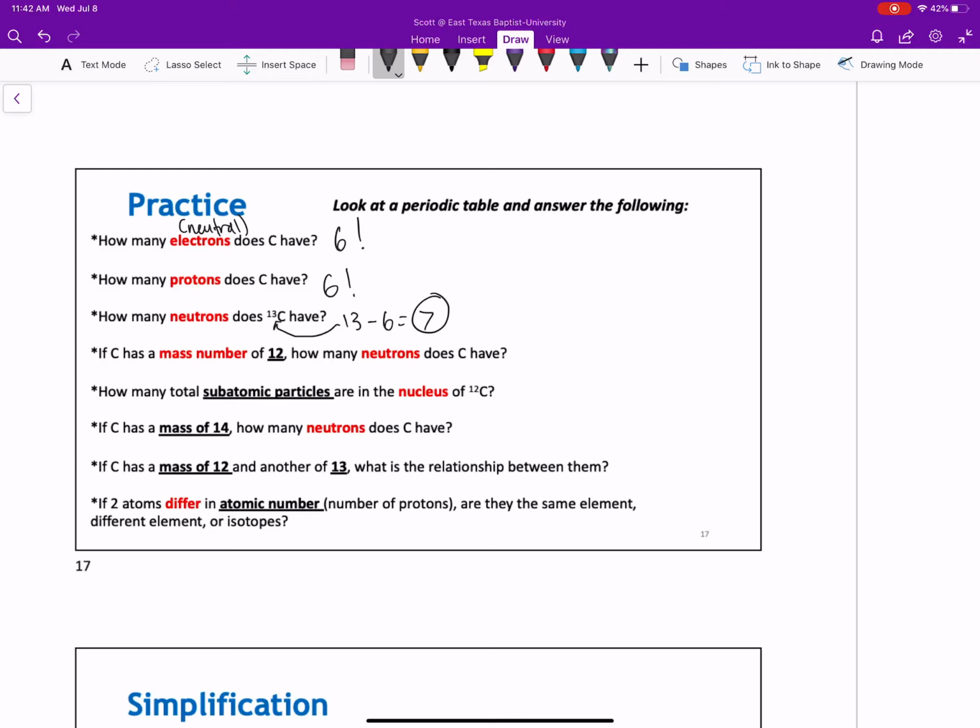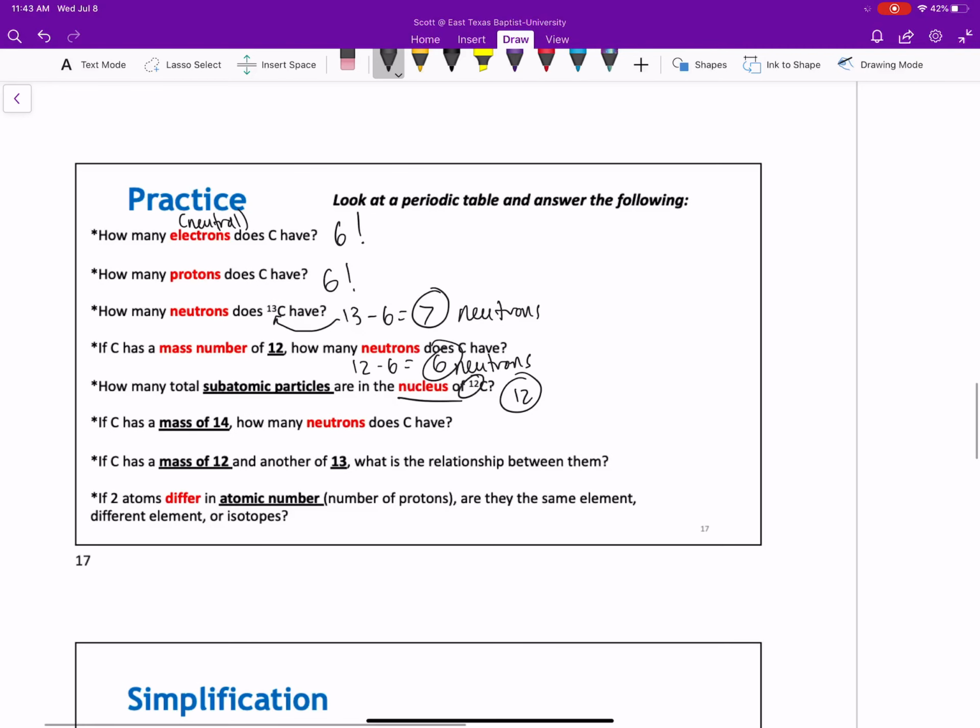If C has a mass number of 12, how many neutrons does it have? Well, mass number of 12 minus 6 equals 6 neutrons. And then how many total subatomic particles are in the nucleus? So that's just another way of saying protons plus neutrons. And so that's a pretty easy one. It's right there. That's the mass number. So total subatomic particles in the nucleus is another way of saying mass number. And so the mass number is indicated right there, number of protons plus neutrons. If C has a mass of 14, how many neutrons does it have? So 14 minus 6 gives you 8 neutrons.